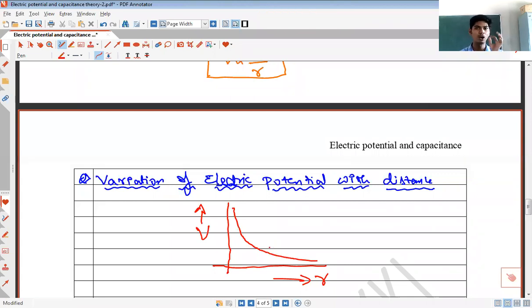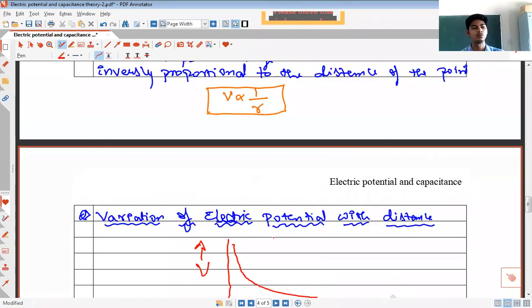Can you tell me at what point the electric potential becomes zero? At what point the electric potential becomes zero?